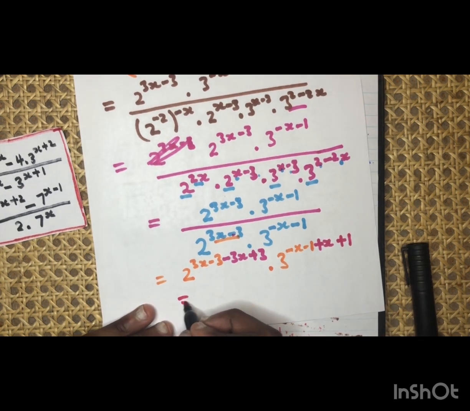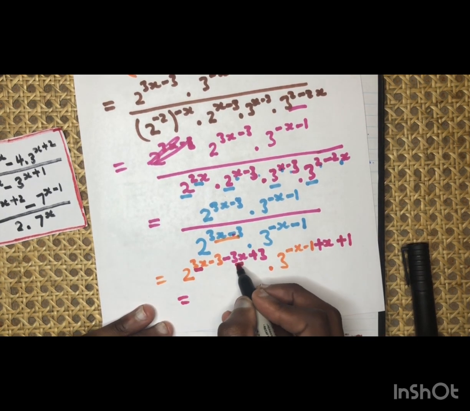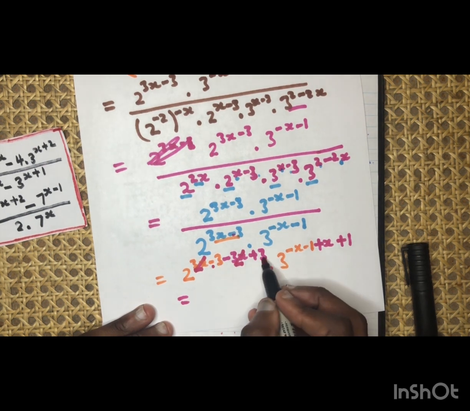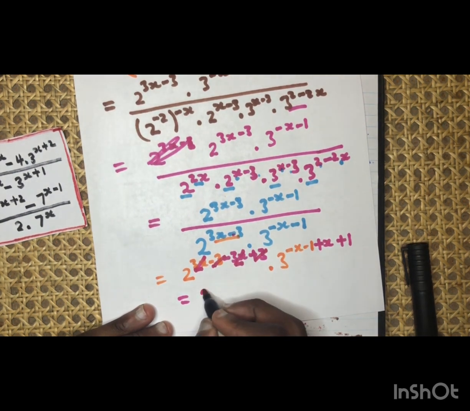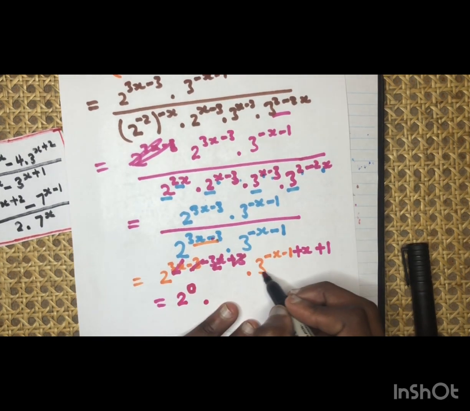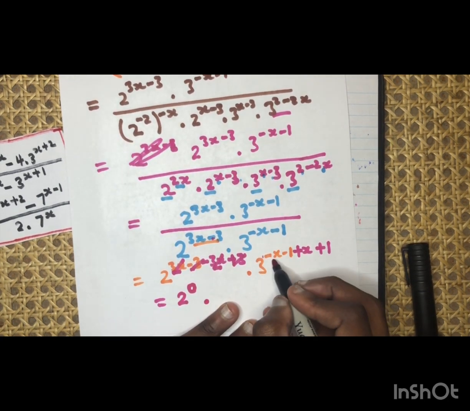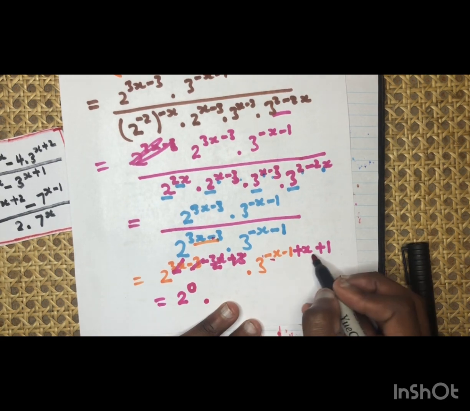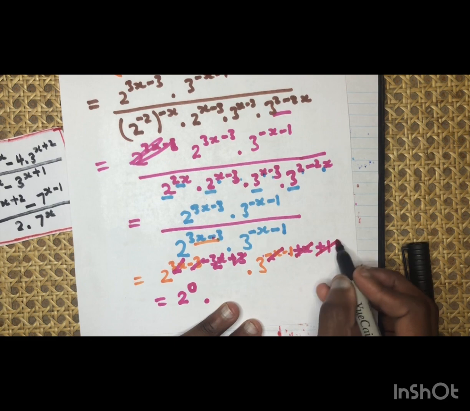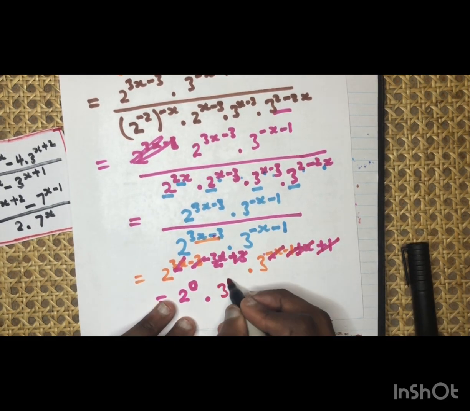All right. So what will happen to 3x and negative 3x? They are going to cancel out. What will happen to negative 3 and positive 3? They are going to cancel out. Then we are left with 2 to the power 0 times. So then we go to this base. What will happen to negative x and positive x? They are going to cancel out. Negative 1 and positive 1, they are going to cancel out. Then we are left with 3 to the power 0.